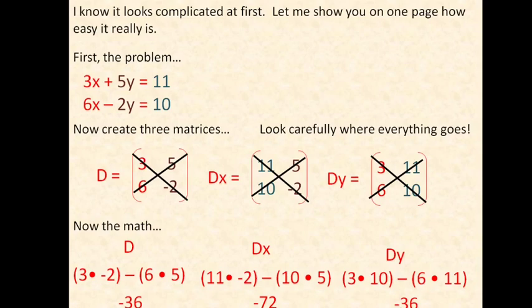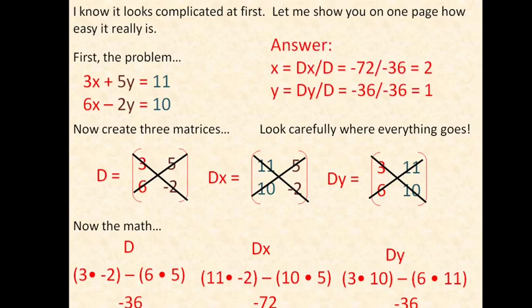After calculating the values of dx and dy, you can finally use Cramer's rule to find your answer. For x, it is dx upon d, that is minus 72 upon minus 36, which will give you 2. For y, it is dy upon d, dy is minus 36, d is minus 36, which will give you 1. So this is the entire process which you can follow to solve any linear equations by using Cramer's rule.